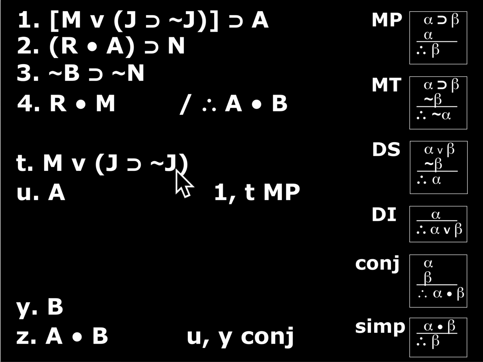How might I get this? Well, it's a disjunction. If I could get either disjunct by itself, I could use DI. Can I get the other disjunct? I don't see this anywhere, but I do see M right here. It's this second conjunct here. So what I might do is simplify M and then get M or this by DI on line S. So now I've traced out the steps I need to get A. First simplify M, do DI to get that, and then modus ponens to get A. What about B?